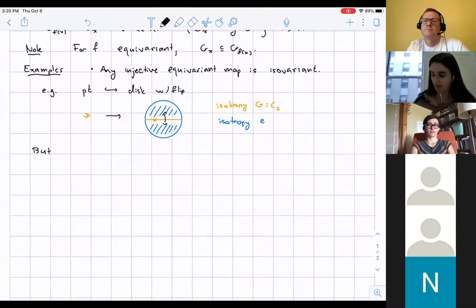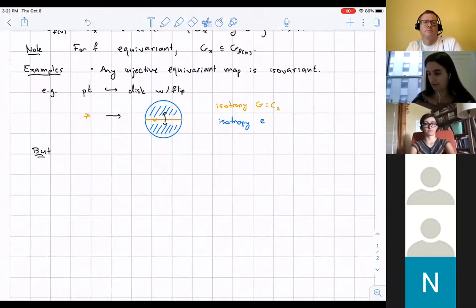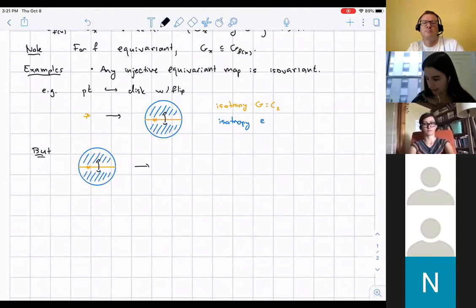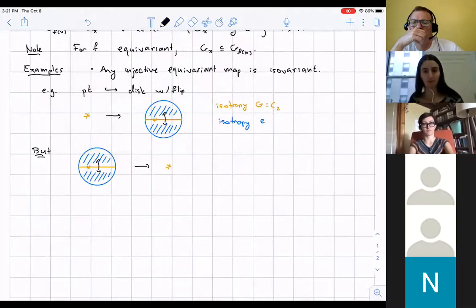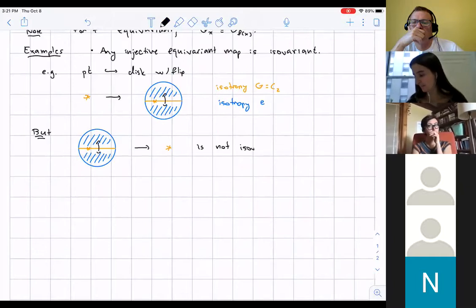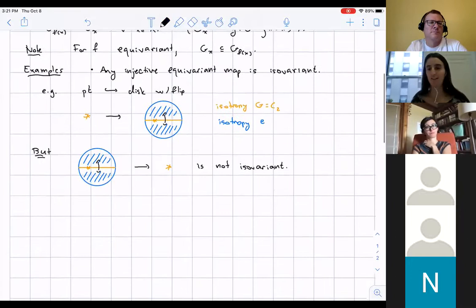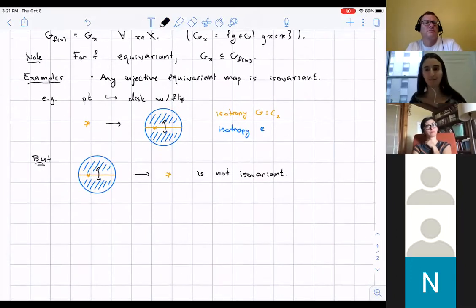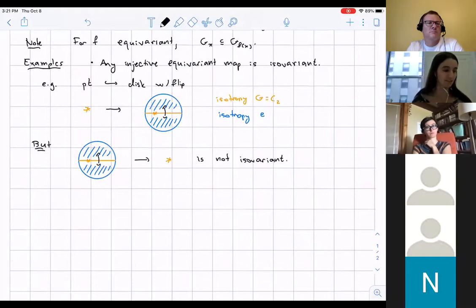but the map in the opposite direction is not. If you're taking this disk with a flip action and you're mapping it down to a point with trivial action, that's an equivariant map. Anything that you map down to just a point with trivial action is equivariant. This is a terminal object, but this map is not isovariant. So one thing that's been weird working with the category of isovariant spaces is that there's no terminal object, but there are ways to get around it.